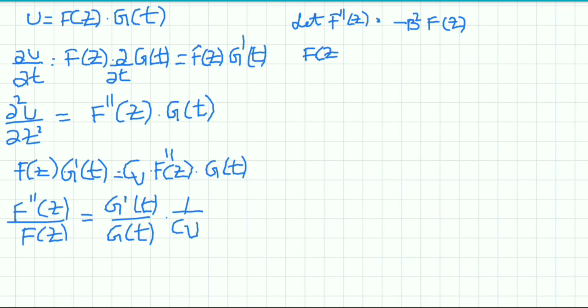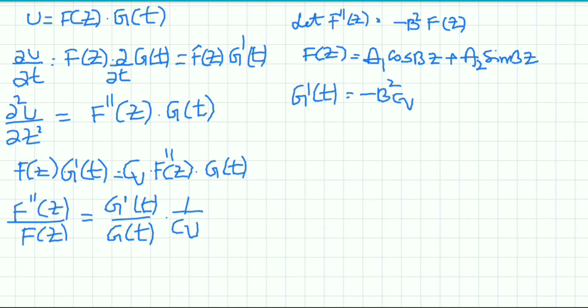Which means f of Z equal to a1 cos bz plus a2 sin bz, and G dash of T equal to minus b square C nu G of T, and G of T becomes a3 e power minus b square C nu T. Here a1, a2 and a3 are all constants.